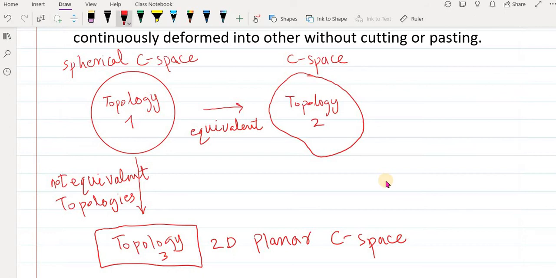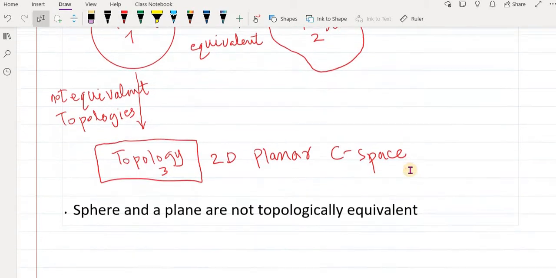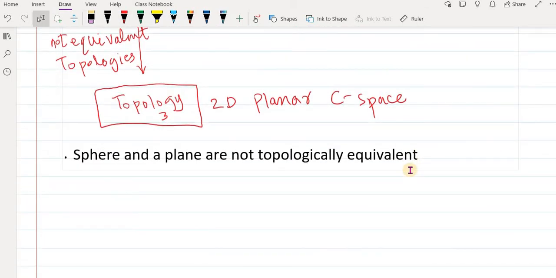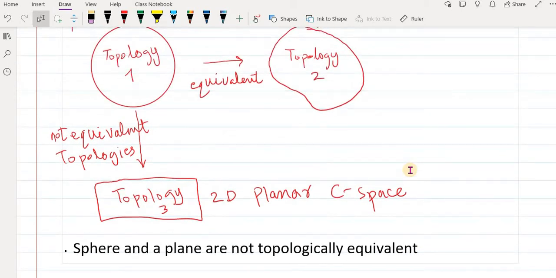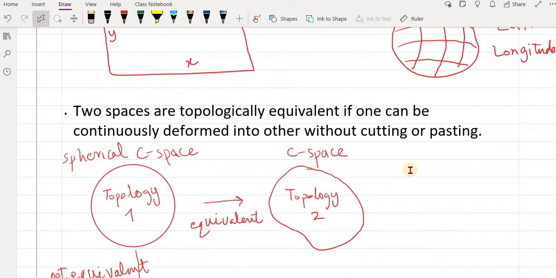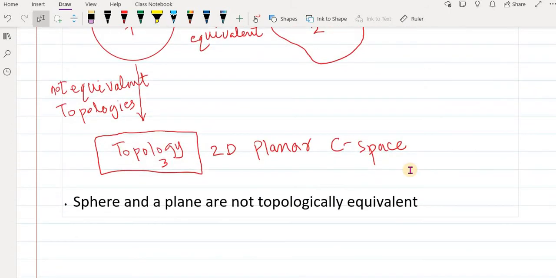If I have to convert a ball into a sheet, I have to cut it, and then I can make this shape out of a ball, like a rectangle. Without cutting, it's not possible. So I hope that this is clear. If you want to go into more detail and want more literature on this, you can consult the book Modern Robotics, chapter 2.